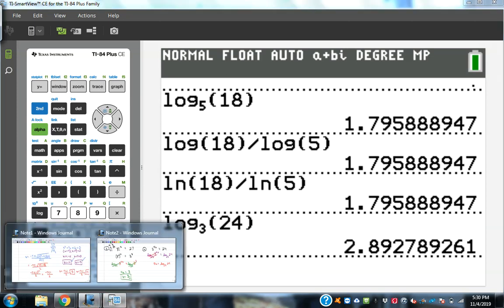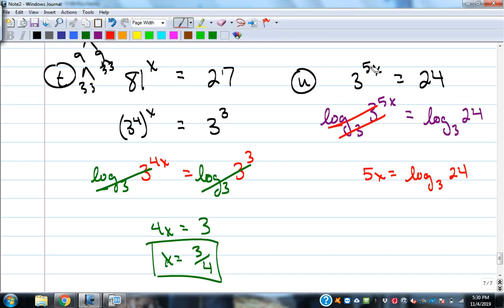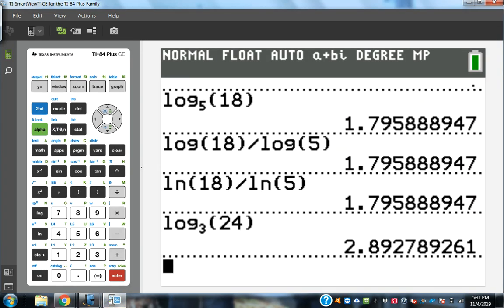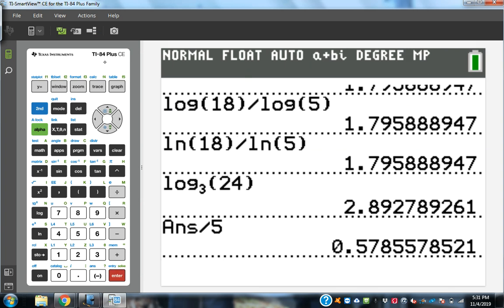So what we've done is we've gotten rid of the base of 3, and we've created a problem where it's only one step away from getting x by itself. We just divide by 5 on both sides, and now I've got log base 3 of 24, all divided by 5. That's the exact solution. The decimal approximation for that would be to take the log base 3 of 24 and then divide that answer by 5. And we're going to go 3 decimal places, so that'd be 0.579.